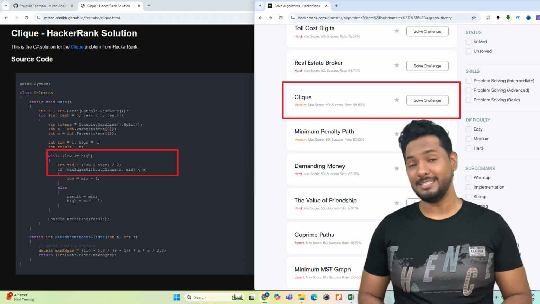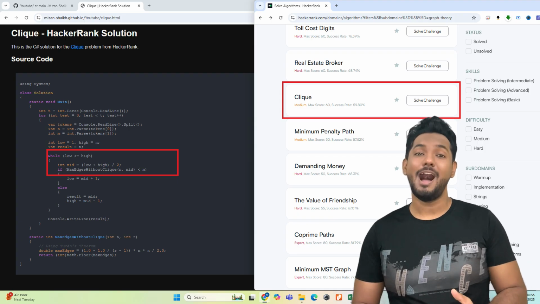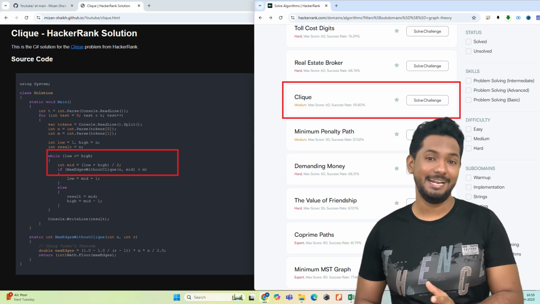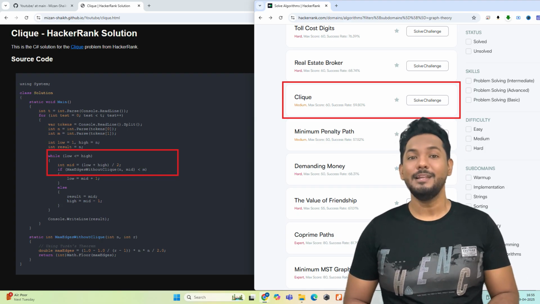Here comes the core of the algorithm, a binary search. This method is efficient because it allows us to eliminate half of the search space with each iteration. We calculate the midpoint mid of our current range. Now the real question is, can we have a clique of size mid without exceeding m edges?